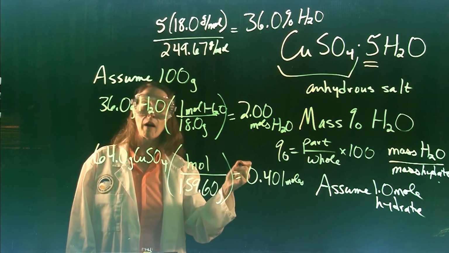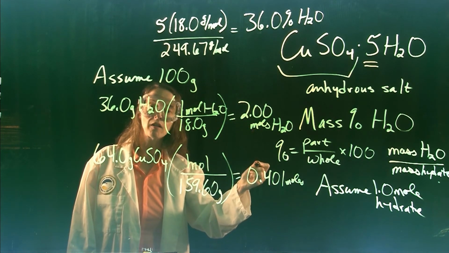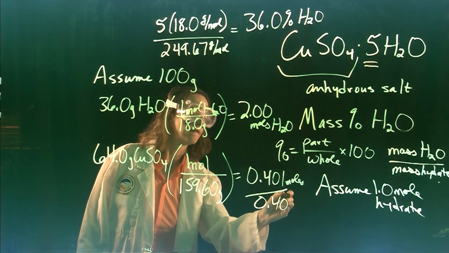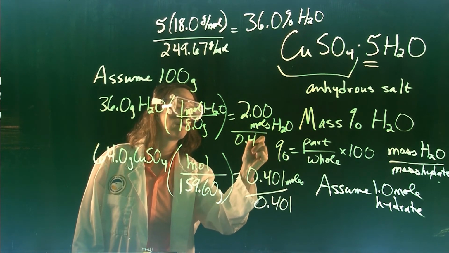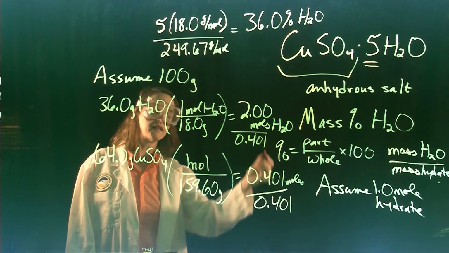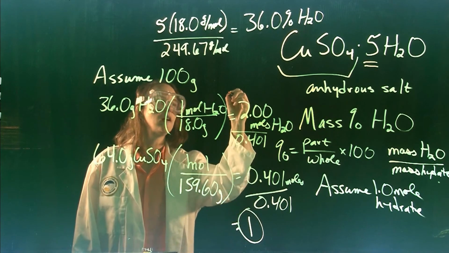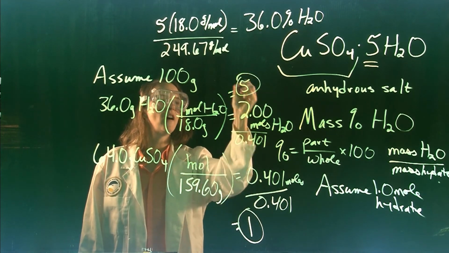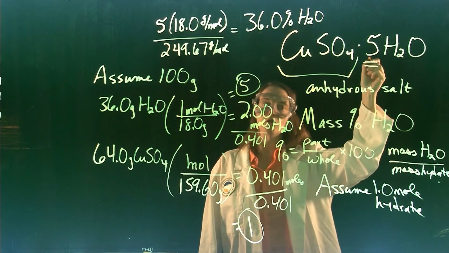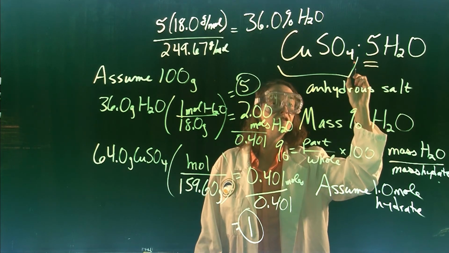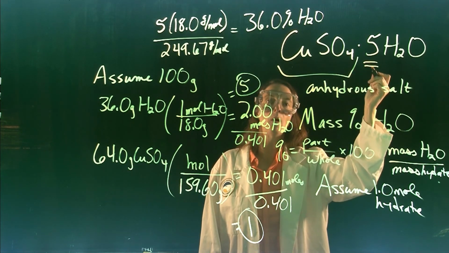To get the molar ratio, divide each by the smallest number of moles, which is 0.401. And what you get is a 1:5 ratio. Right? This number is equal to 1. This number is equal to 5. And that takes you back here, where we have a 1:5 ratio in terms of numbers of moles.